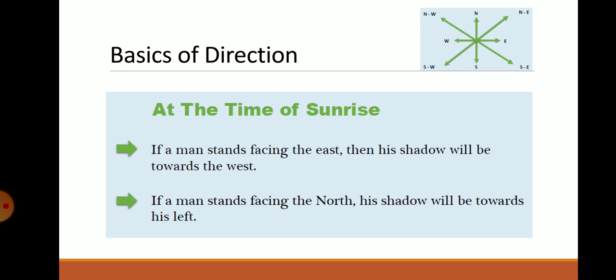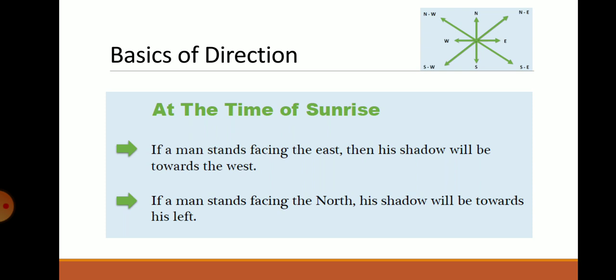Now if a man stands facing east, then his shadow will be towards the west. Remember, the sun rises from the east and sets toward the west. That's why, whenever you are facing east at sunrise, your shadow will fall in the west direction, isn't it?